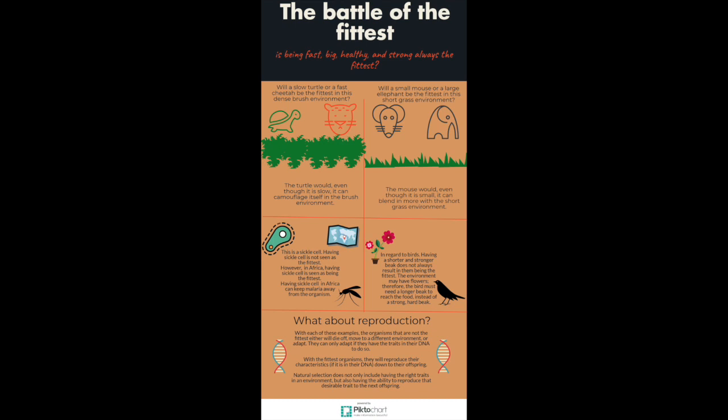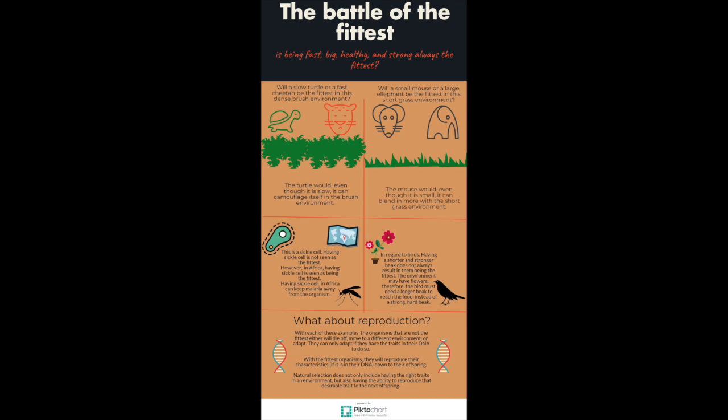The next example is, in regard to birds, having a shorter and stronger beak does not always result in them being the fittest. The environment may have flowers, therefore the birds must need a longer beak to reach the food instead of a strong, hard beak. So what about reproduction?